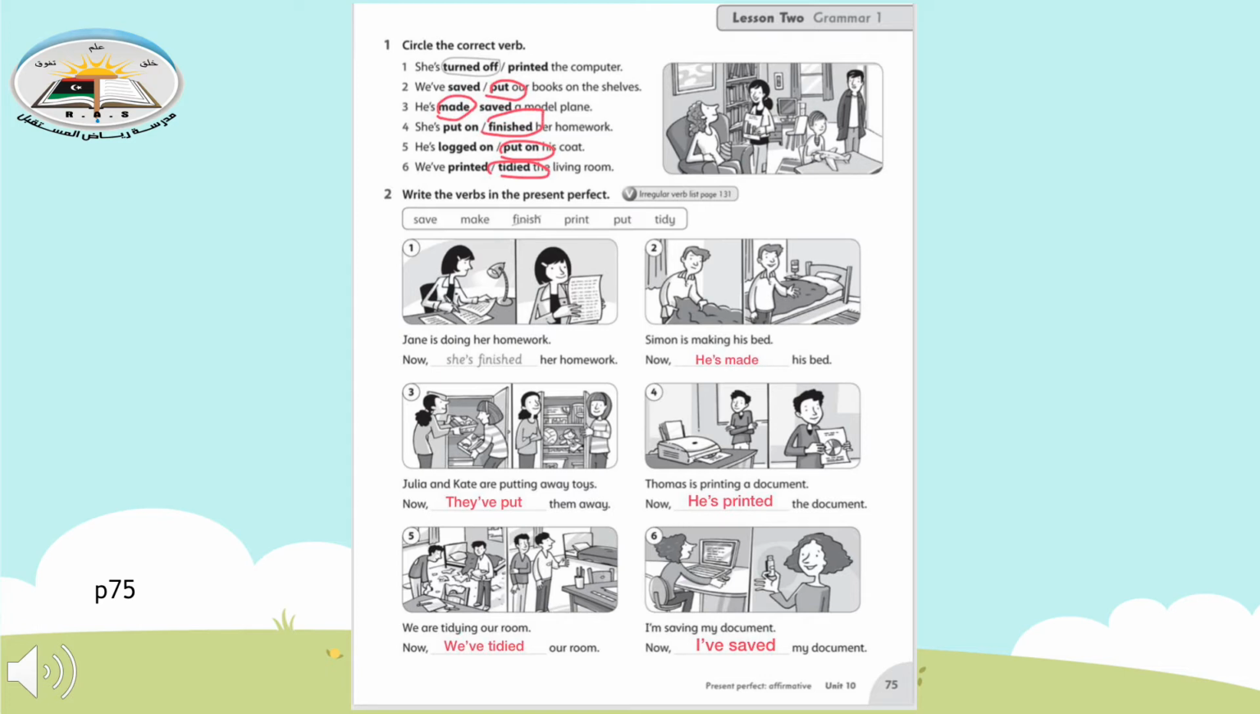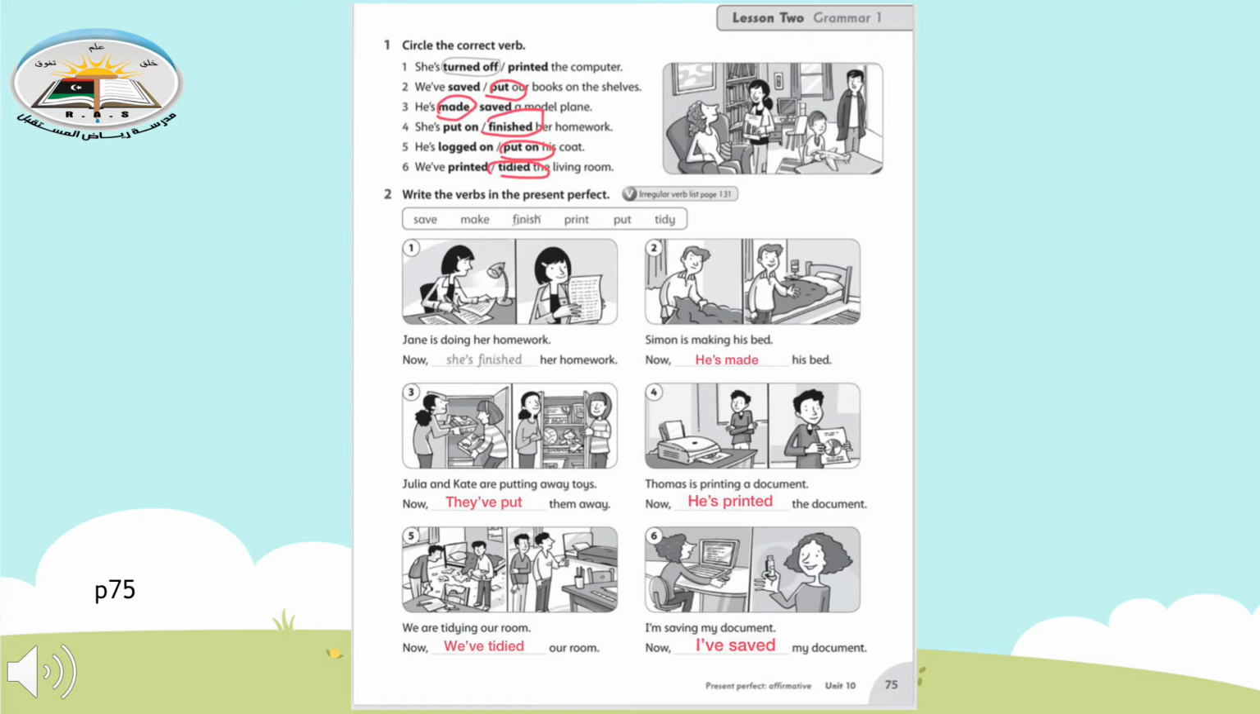Now let's open page 75 and answer the questions together. We have lesson 2 grammar. So the questions we're going to answer right now are grammar questions. Question number 1. Circle the correct verbs. We have some sentences. We have 2 choices in the sentences. For a verb, we need to circle the correct verb.